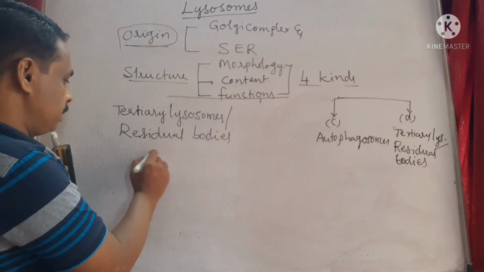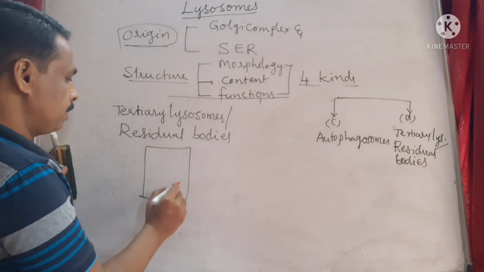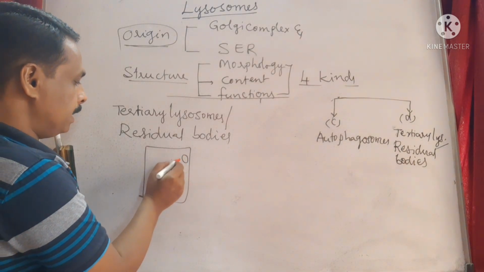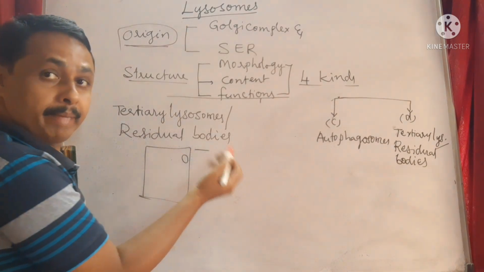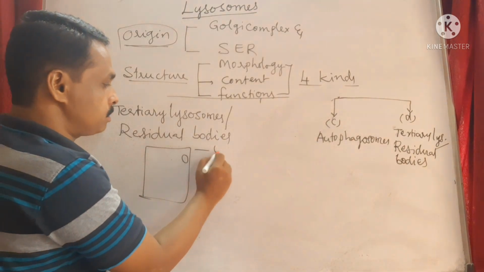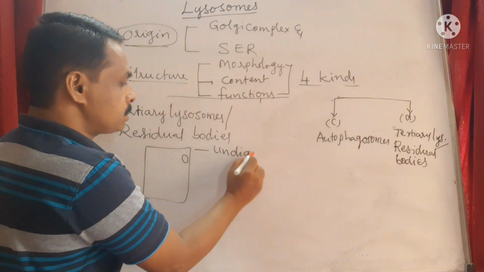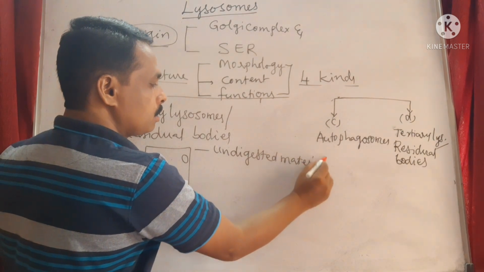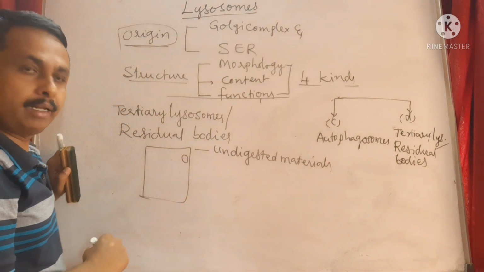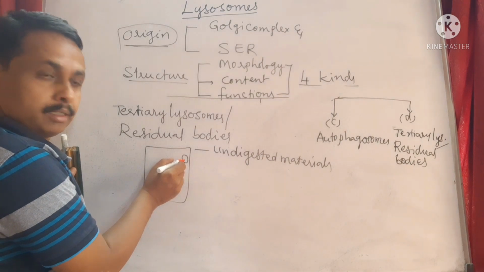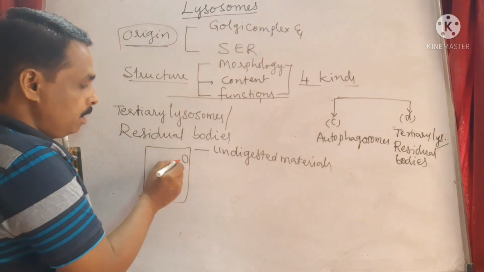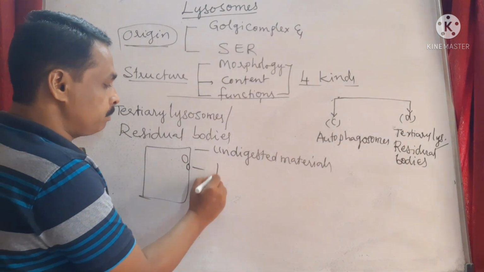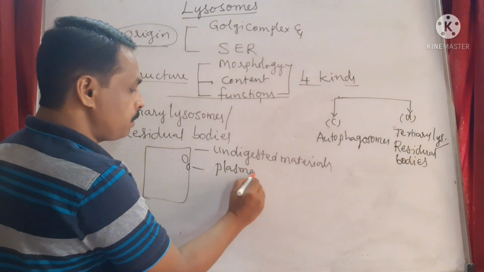These lysosomes, for example, this is the cell. These are the lysosomes. These lysosomes collect the undigested materials from the cytoplasm of the cell. Then these lysosomes are moving towards the plasma membrane.